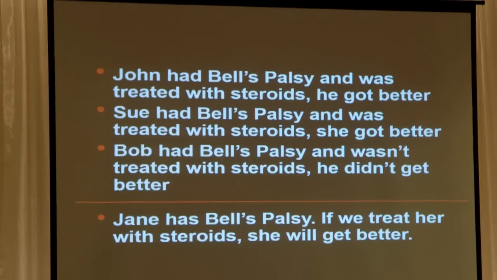So John had a Bell's palsy, treated him with steroids, he got better. Same thing with Sue, Bell's palsy, treated her with steroids, got better. And Bob didn't get steroids, had a Bell's palsy, and was left with disfiguring facial problems. So now with our new patient, I'm going to give that patient steroids. Is that good reasoning?